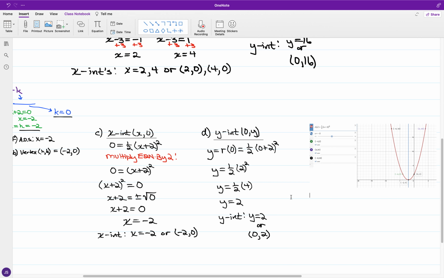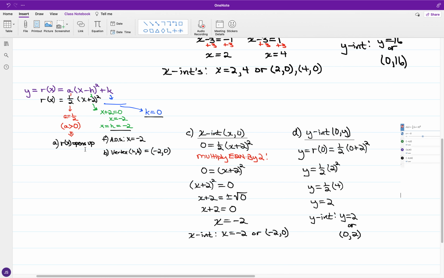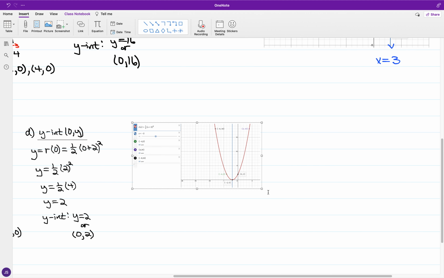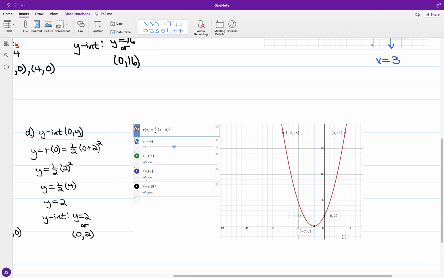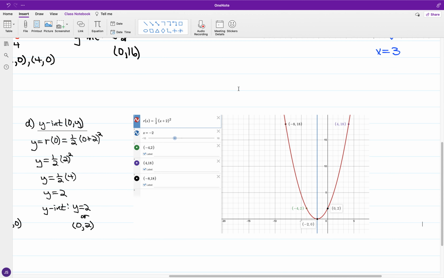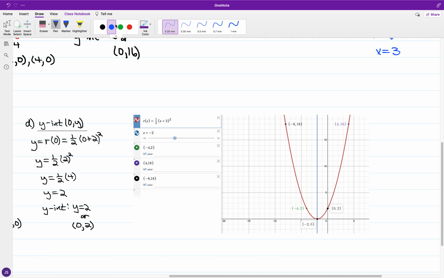If I look a little bit further into this, just like number 10, we have the graph opening upward, and the axis of symmetry passes through the vertex location at negative 2, 0. So the axis of symmetry is at x equals negative 2. Again, the graph opens upward, and this graph represents 1/2 of the square of x plus 2.